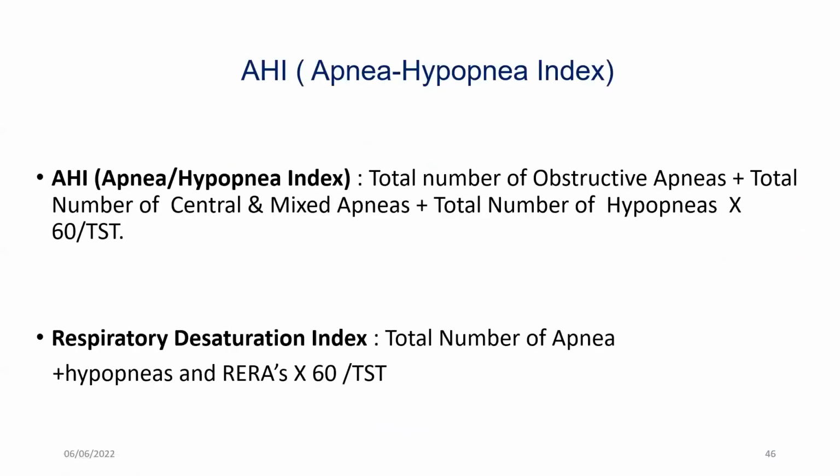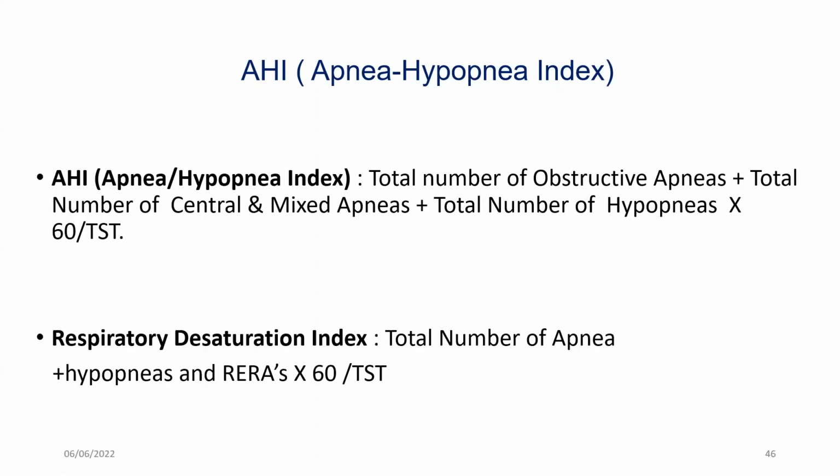So the other thing is now, what is apnea hypopnea index? Apnea hypopnea index is basically AHI. So we look for the total number of obstructive apneas, the total number of central apneas and mixed apneas, plus the total number of hypopneas. If we add all of these, multiply by 60, and divide by total sleep time, that is basically AHI.